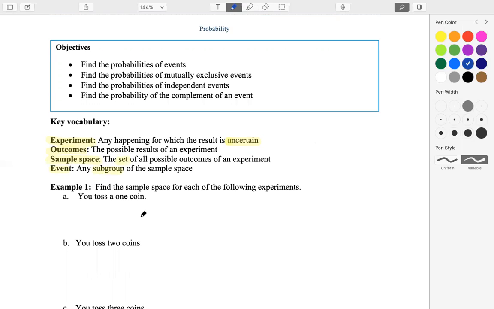In example 1, we're going to find the sample space for each of the following. The sample space is just a list of everything that could happen. If I toss a coin, what could happen? Well, a head could appear, or a tail could appear. So we write the sample space like this. Sometimes we call it S, and we define it as, and we put curly braces, an H or a T. And then we end the curly brace.